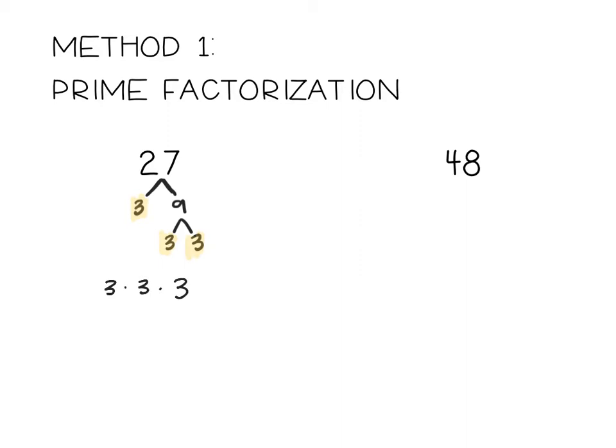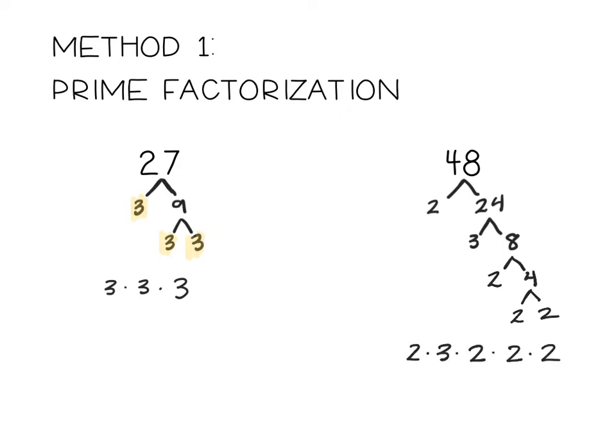Now looking at 48, I can pull out a 2 and a 24. Now 2 is prime, but 24 is not. So I have to keep going with that 24. I can pull out a 3 and an 8. That 3 is prime, but that 8 is not. So I can pull out a 2 and a 4. 2 is prime, but 4 is not. And a 2 and a 2. Now all of my numbers are prime. So my prime factorization of 48 would be 2 times 3 times 2 times 2 times 2.